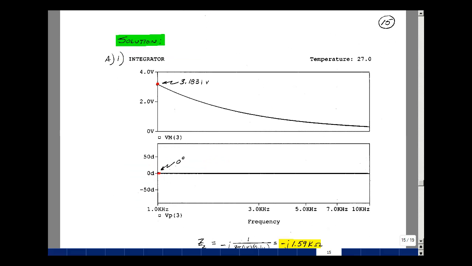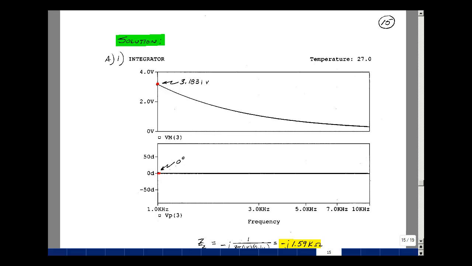I ran the PSpice file and plotted the magnitude and the angle of node voltage 3, which was the output voltage. Now the file did analysis from 1 kHz to 10 kHz. I'm going to mark the values here at 1 kHz and we'll do the hand calculations using our phasor analysis techniques next. I found that the magnitude was 3.1831 volts and the angle was 0 degrees.